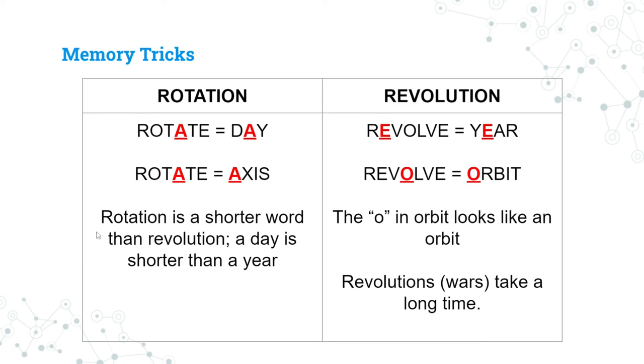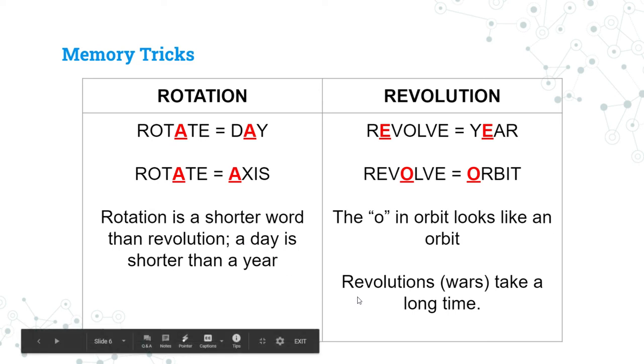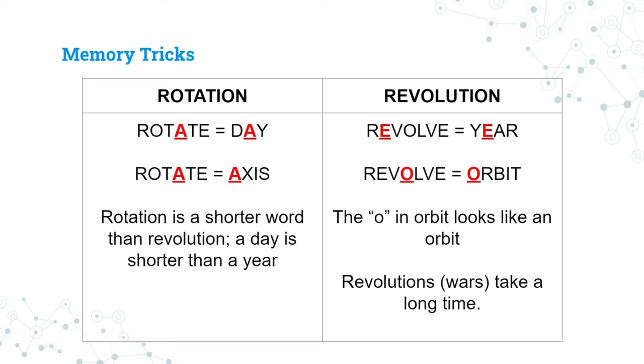Another one is to think about the length of the word. Rotation is a shorter word than revolution. Day is shorter than year. So that equals the shorter word is the shorter length of time. And finally, although I said we weren't talking about the American Revolution, if you think about any revolution in history, for the most part, these revolutions, these wars take a very long time, and years are a much longer time than days. So these are your notes.